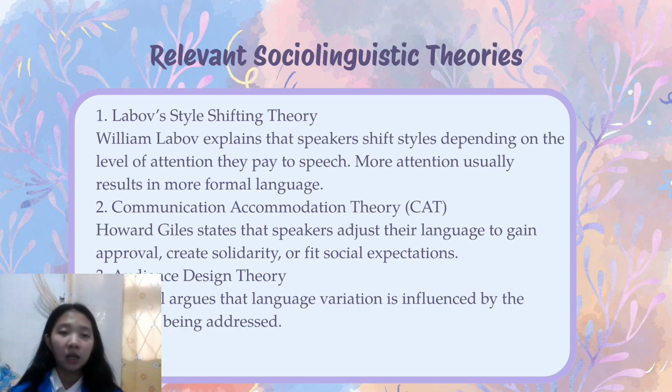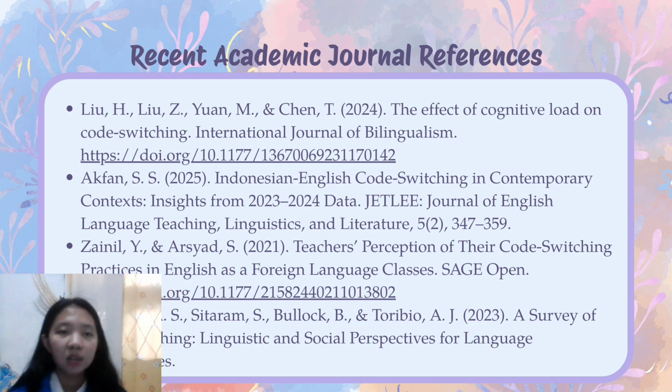2. Communication Accommodation Theory, or CAT. Howard Giles states that speakers adjust their language to gain approval, create solidarity, or fit social expectation. 3. Audience design theory. Alan Bell argues that language variety is influenced by the audience being addressed. Here are some academic journal references that I use.